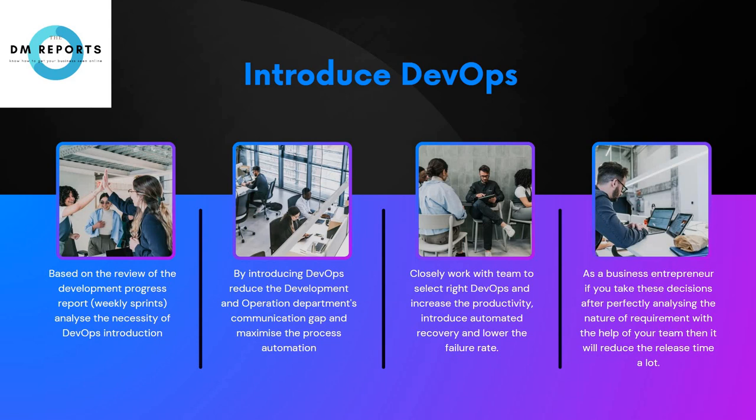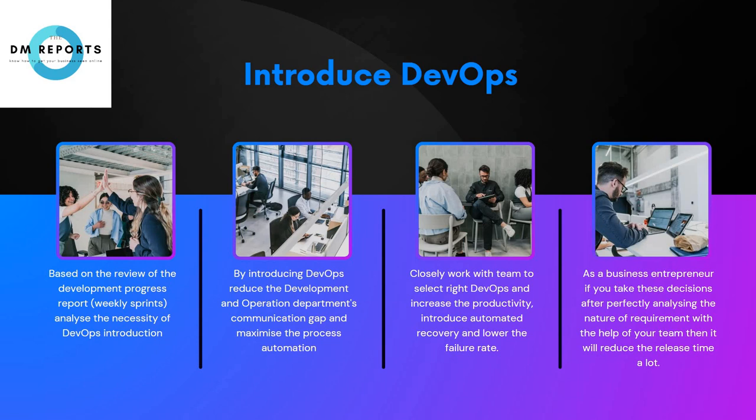To avoid that sort of time delay, to avoid that sort of communication gap, we suggest the entrepreneurs should be aware about introducing a DevOps module. So based on the review of the development progress report and weekly sprints, analyze the necessity of DevOps introduction. By introducing DevOps, reduce the development and operation departments' communication gap and maximize the process automation. Closely work with the team to select the right DevOps and increase the productivity. Introduce automated recovery and lower the failure rate.